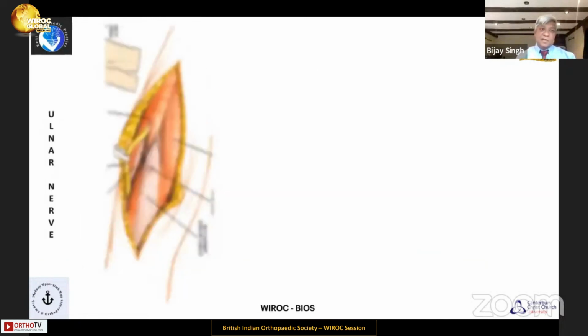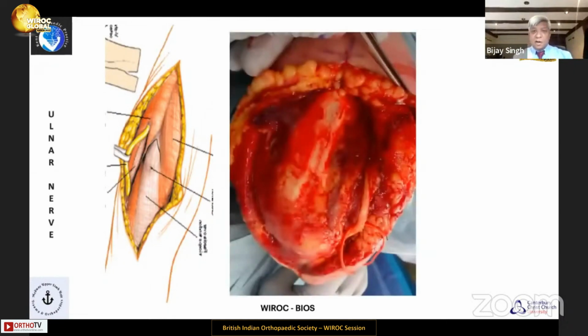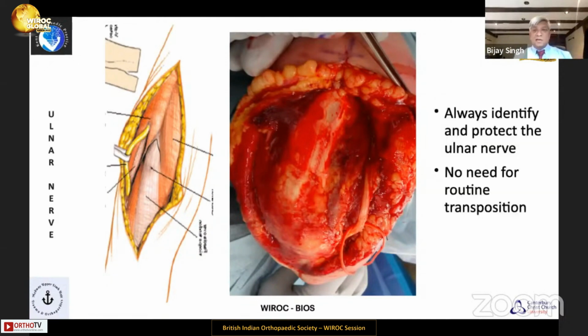When you first expose, whichever approach you use, the first thing is to tackle the ulnar nerve. I always isolate and tag it. I put a vascular loop around it. I do not put any artery clip or any other instrument, as it's likely to get tangled and cause traction type of injuries. There is no clear evidence that routine transposition is required. In fact, the evidence may be the other way around, but you need to make sure that you identify and protect the ulnar nerve throughout the procedure.